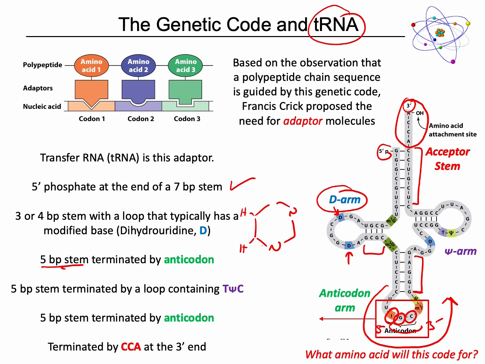The last part of it is called the psi arm. It's noted because of the presence of a thymine here, which is interesting. This is called pseudouridine. So the psi stands for pseudouridine, and we'll look at the structure here shortly, but it's a modified uridine where the attachment to the ribose is oriented differently. So this loop is characterized by this T psi C sequence. And then it always ends at the 3' end with a CCA.